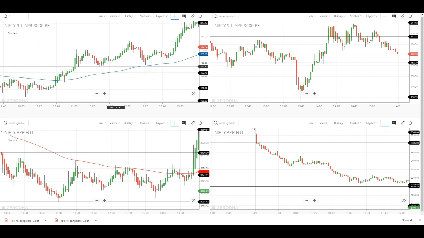Now here again you get an entry. Here you would have got the entry, but it wouldn't have been much of a profit, or it would have actually ended up with a one or 2 point loss.